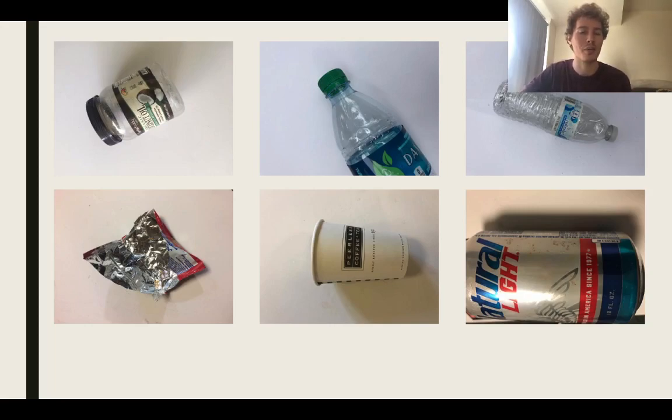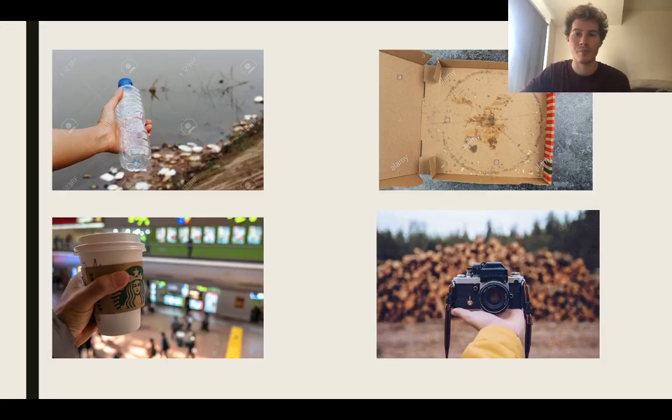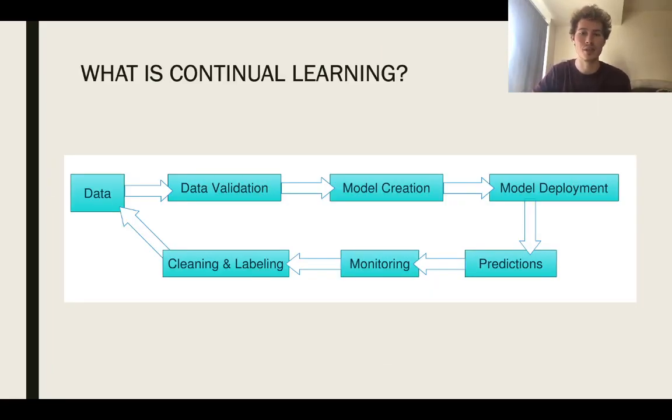and the general user of our model may not be taking the picture of their trash with this uniform background. More than likely, users could take a photo of their trash in their hand or with noise in the background. Therefore, we need our model to be able to accurately predict these images as well. This is where continual learning can benefit us. So what is continual learning?